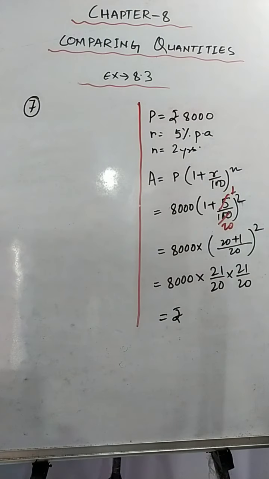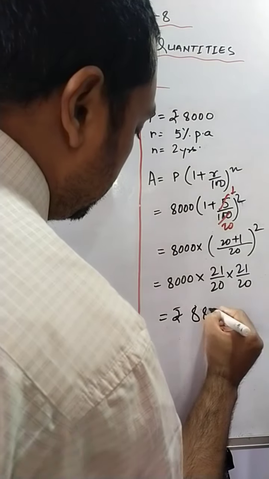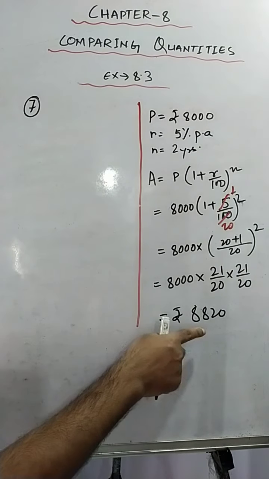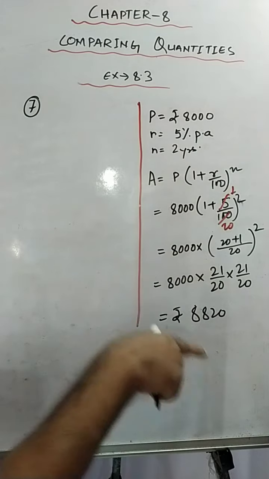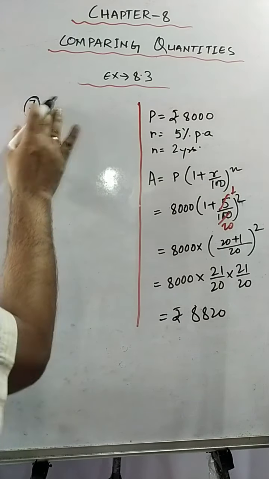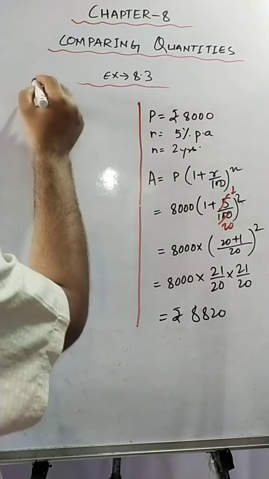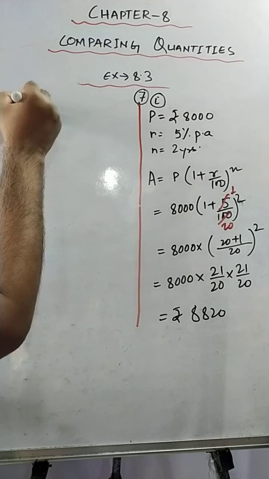Now if you reduce it, so what would be the answer? The answer would be 8,820. So this is the amount at the end of the second year, students. Okay, amount at the end of the second year. Now, the second part of the question is, this is 7.1. Now 7.2.